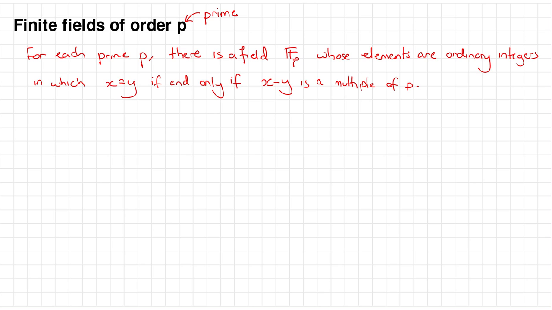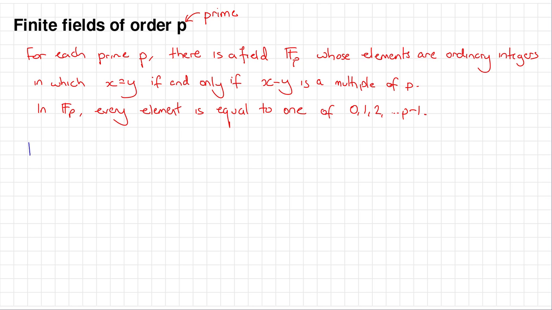And the reason this is called the finite field of order P, so order usually means size, is that in Fp, every element is equal to one and only one of the numbers 0, 1, 2, up to P minus 1.